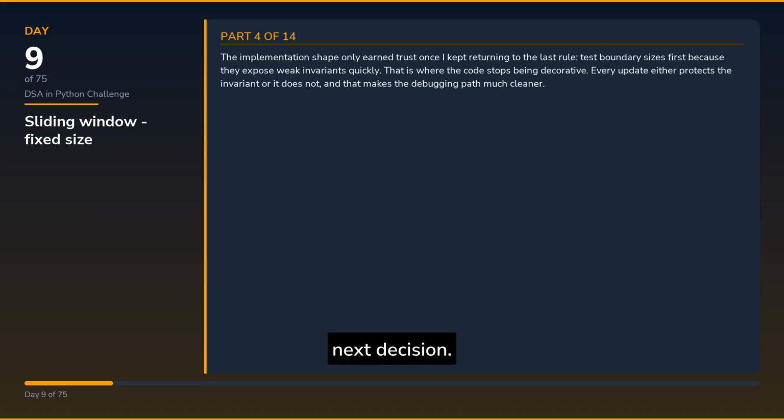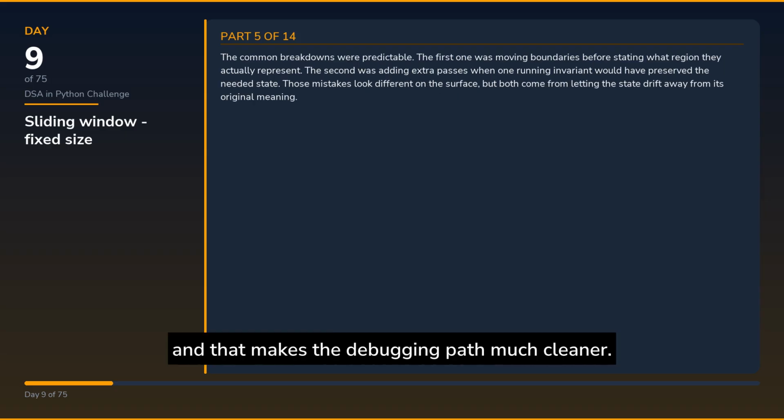Test boundary sizes first because they expose weak invariants quickly. That is where the code stops being decorative. Every update either protects the invariant or it does not, and that makes the debugging path much cleaner. The common breakdowns were predictable. The first one was moving boundaries before stating what region they actually represent. The second was adding extra passes when one running invariant would have preserved the needed state. Those mistakes look different on the surface, but both come from letting the state drift away from its original meaning.